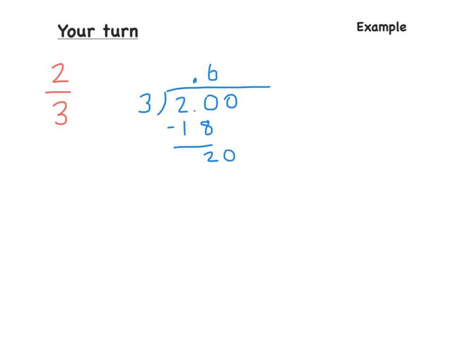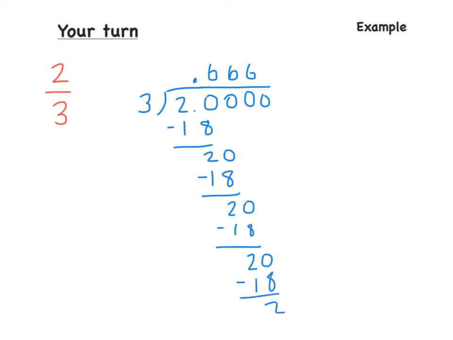How many times is 3 going into 20? 6 times. 18. Subtract it, bring down the zero. We're starting to see a pattern. 18, 2, and continue. And it's going to be 0.666666 repeating this whole time.